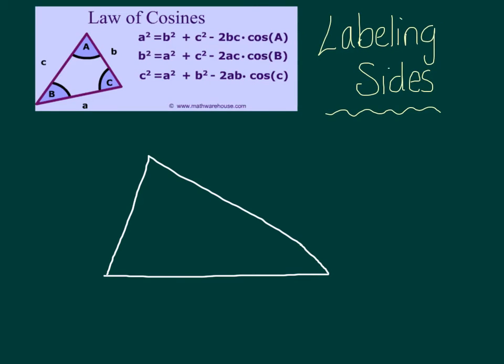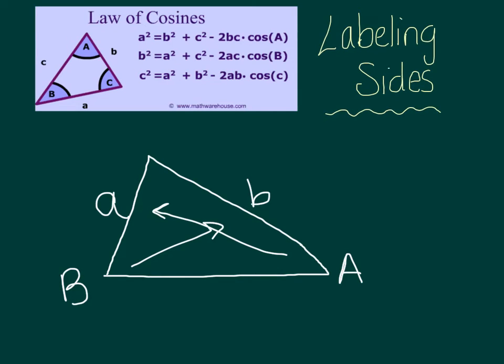Let's just quickly look at labeling sides. So again, it's never actually going to matter which side you call a, b, and c and which angle you call A, B, and C. The only important thing is that little a is across from big A. So let's say I call this angle A. That means this side over here has to be little a. If I call this here angle B, that means this side has to be little b. So that leaves here big C and little c.